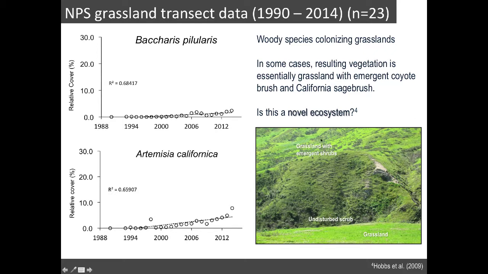But in some cases, this results in vegetation that is essentially grassland with emergent coyote brush and California sagebrush, which begs the question, and we'll be covering this later on in the course: is this what we're seeing out in Santa Rosa? Is this a novel ecosystem? You've got your grassland here, you've got your undisturbed scrub, and you've got grassland with emergent shrubs that floristically is still potentially more closely aligned with grassland than it is with the undisturbed scrub.